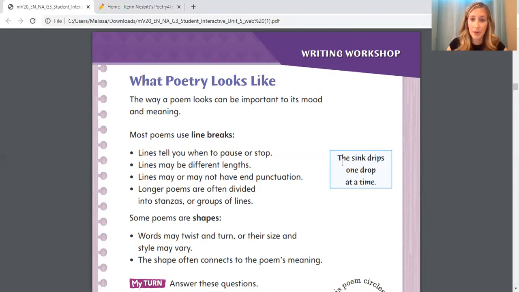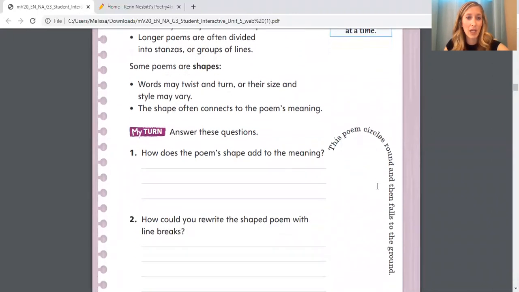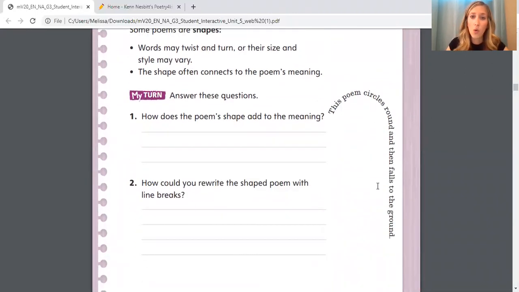So, for example, you can see in this box here, it says, the sink drips, one drop at a time. Notice how I paused at the end of each of those lines? That was because that's where the line broke. Some poems are shapes. Words may twist and turn, or their size and style may vary. The shape often connects to the poem's meaning. So let's take a look at this poem. It says, this poem circles round and then falls to the ground.